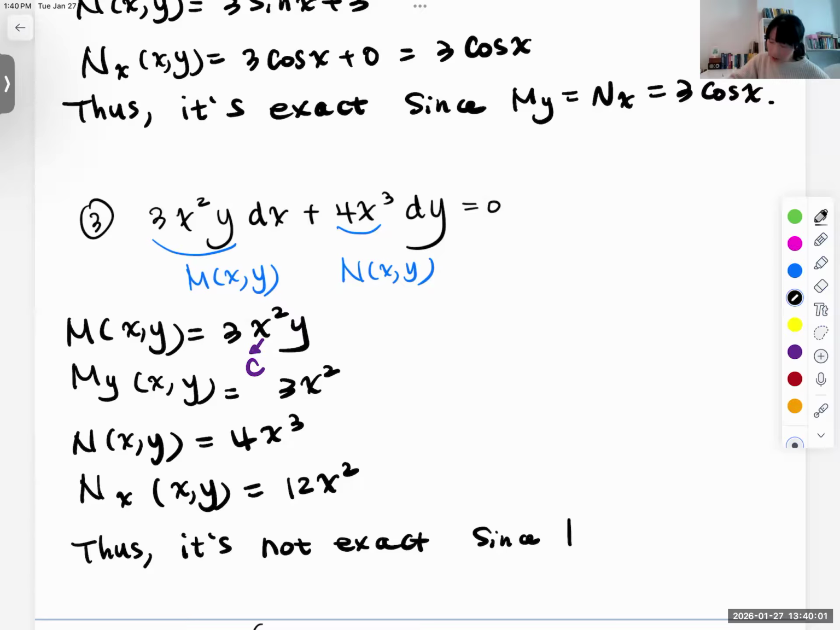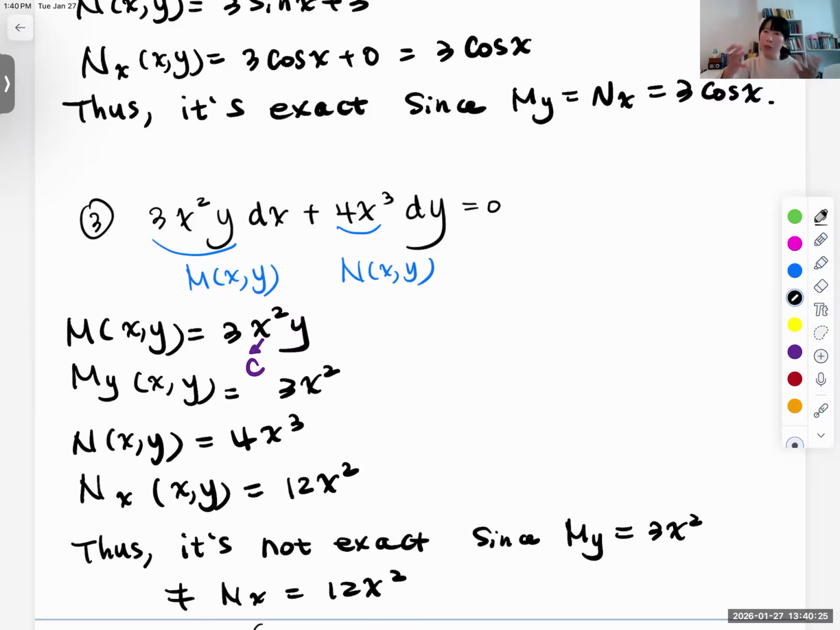So y is 3x squared. It's not the same as n sub x, which is 12x squared, right? Is it clear? Okay, so this is slightly different from the previous theorem, right?